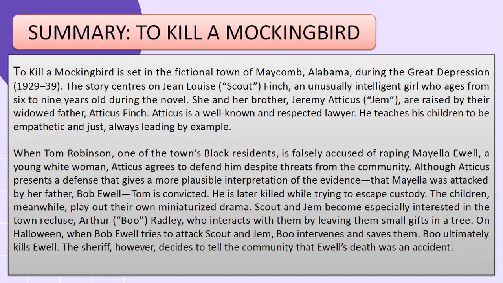Scout and Jem become especially interested in the town recluse, Arthur, known as Boo Radley, who interacts with them by leaving them small gifts in a tree. On Halloween, when Bob Ewell tries to attack Scout and Jem, Boo intervenes and saves them. Boo ultimately kills Ewell. The sheriff, however, decides to tell the community that Ewell's death was an accident.